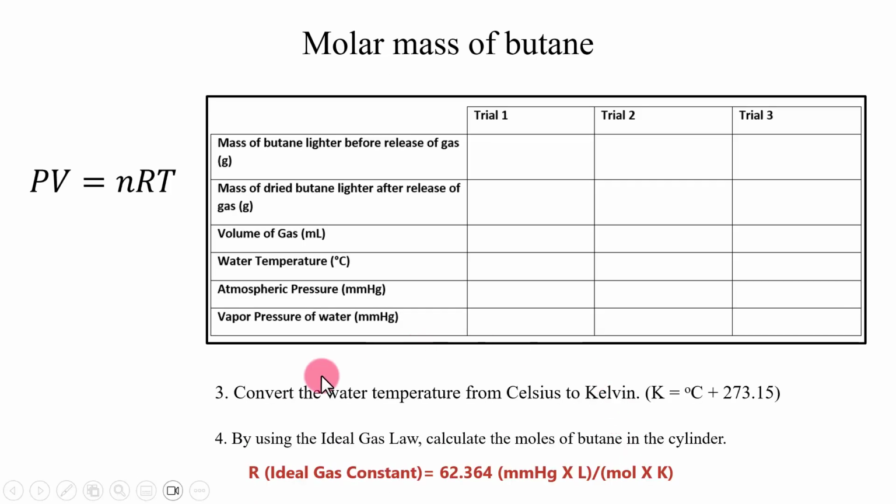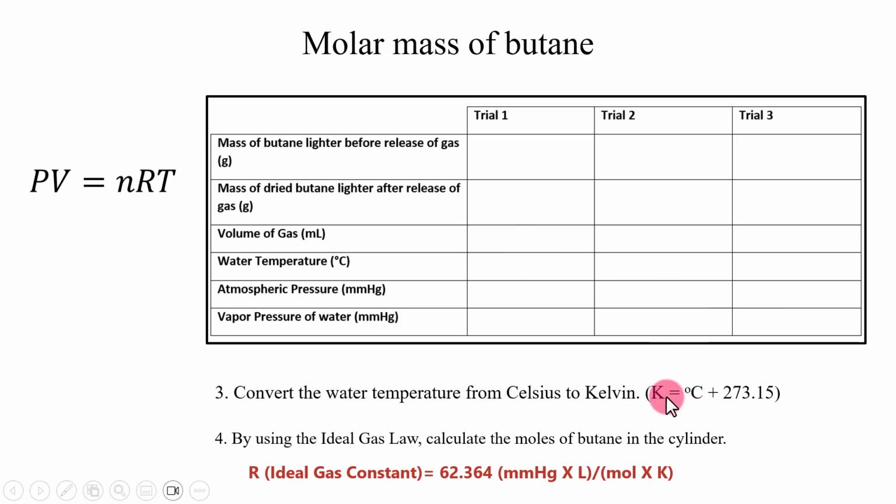Then there's the conversion. Part 3 asks us to convert the water temperature from Celsius to Kelvin. Use this formula. You know the water temperature, so it's 29, 28, and 27. To convert to Kelvin, you take the Celsius temperature and add 273 to it. So go ahead and convert all 3 water temperatures to Kelvin.